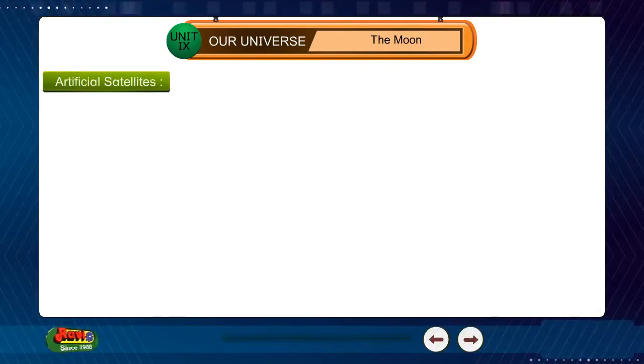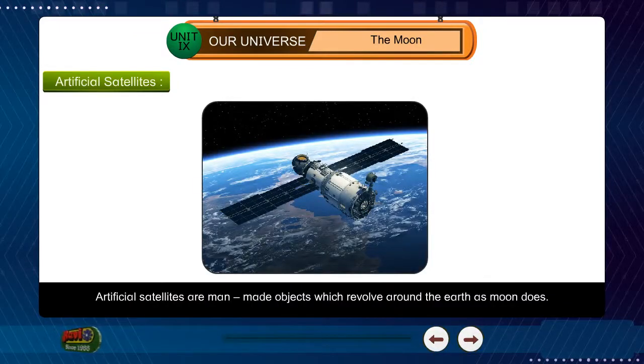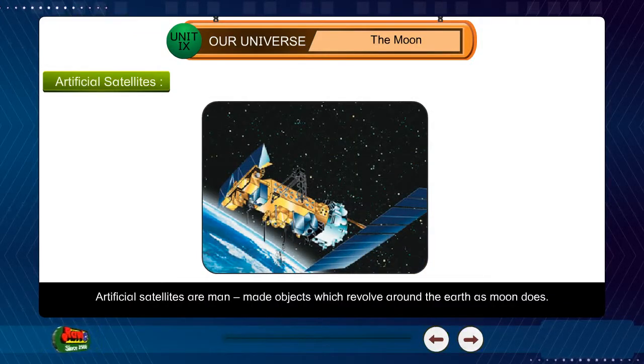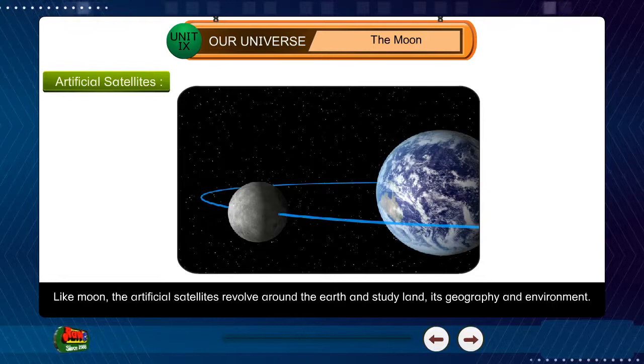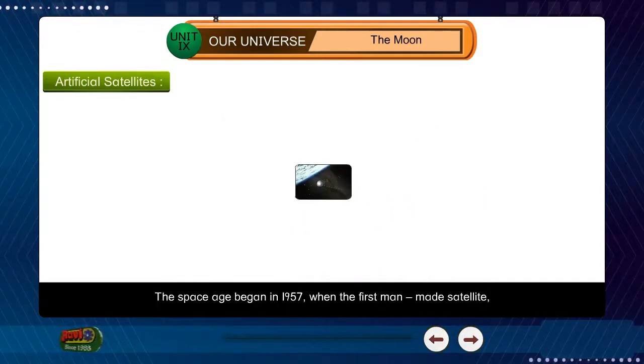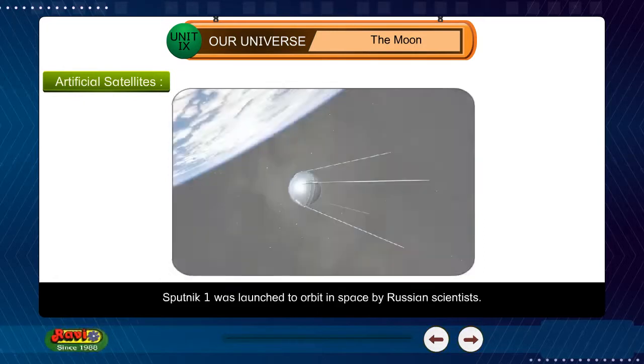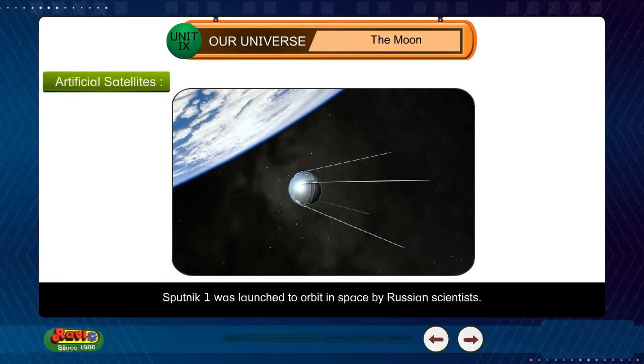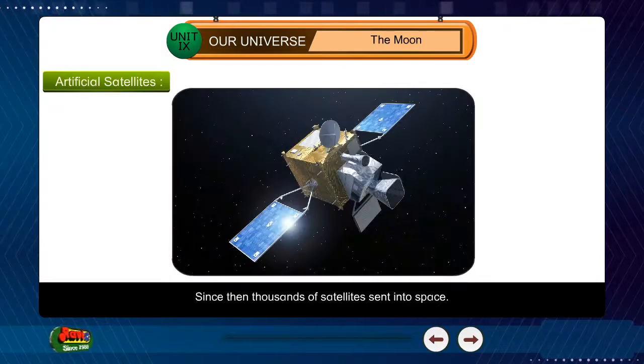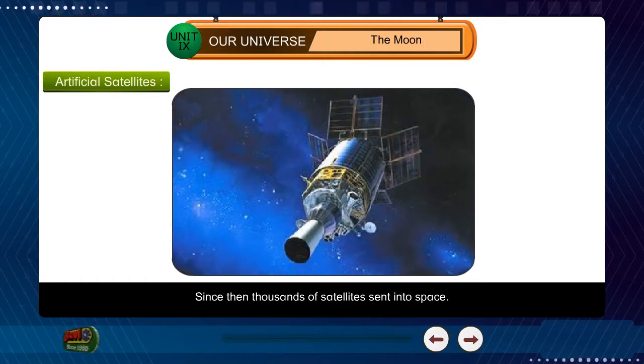Artificial satellites. Artificial satellites are man-made objects which revolve around the earth as the moon does. Like the moon, the artificial satellites revolve around the earth and study land, its geography and environment. The space age began in 1957 when the first man-made satellite, Sputnik 1, was launched to the orbit in space by Russian scientists. Since then, thousands of satellites have been sent into space.